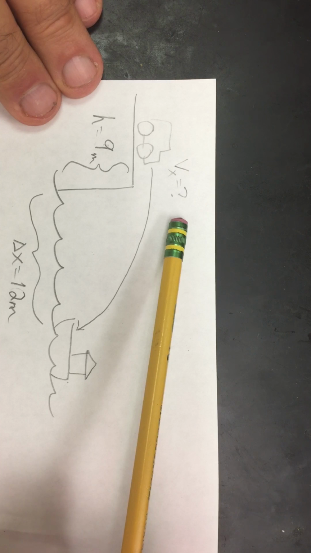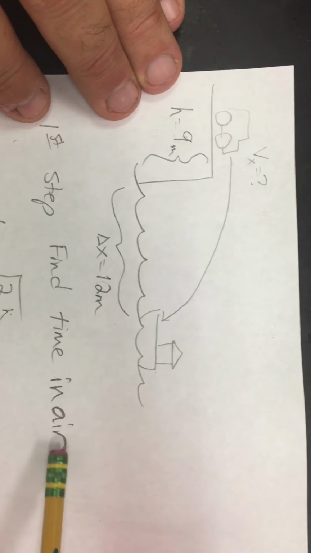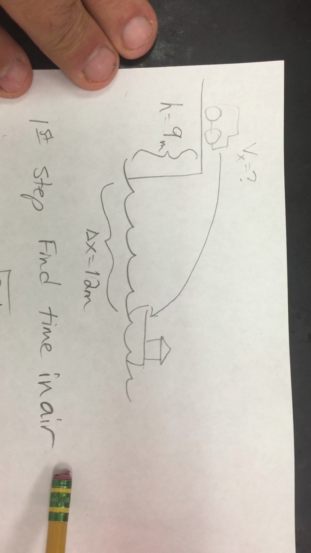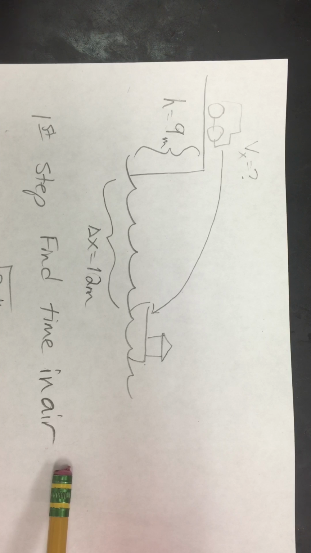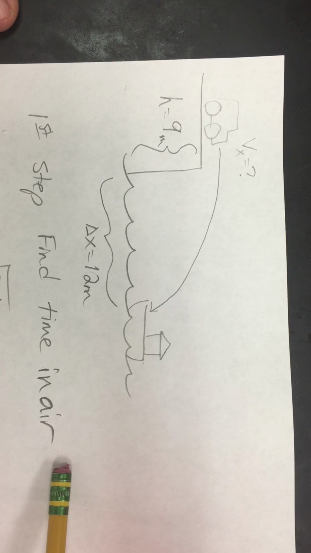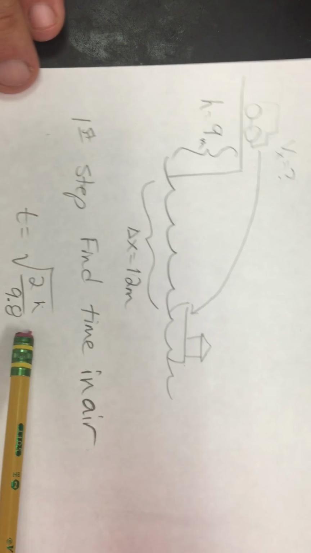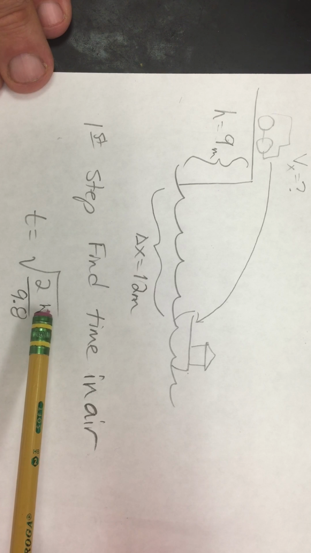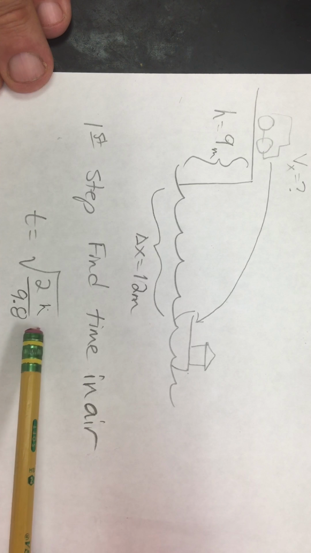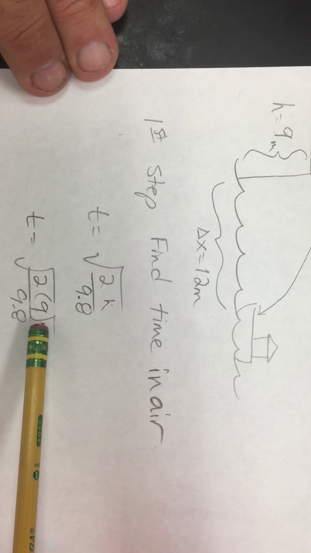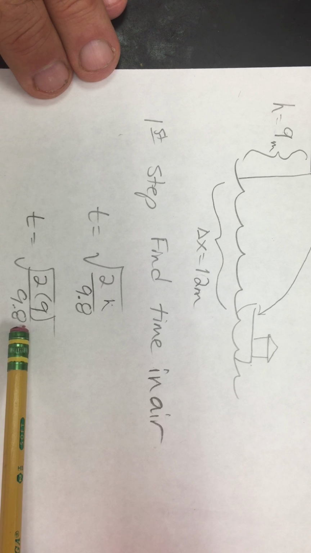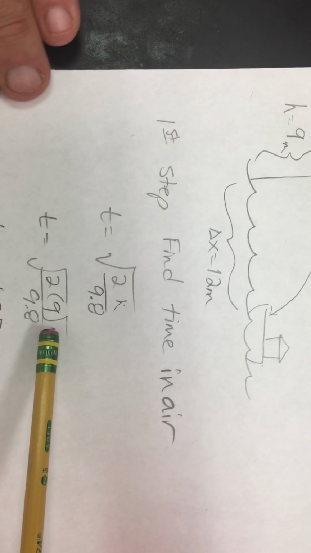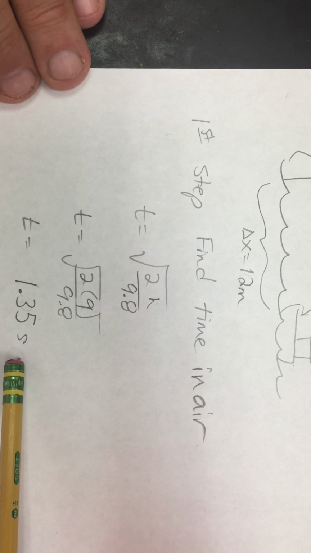The two steps are going to be using the same two equations as before. The first step, we need to know how much time the car is in the air. The longer it's in the air, the slower it can go and still make it in the boat. So the equation is the same one as before. We're finding the t. The h here is going to be the 9 meters from the cliff. So we have 2 times 9 over 9.8. When you take the square root of all of that, you get 1.35 seconds.